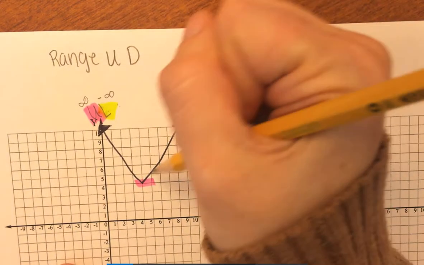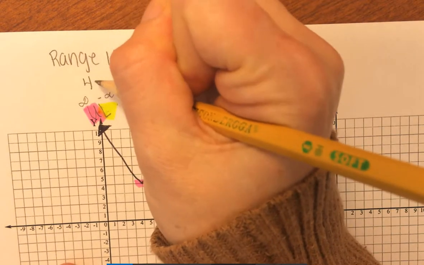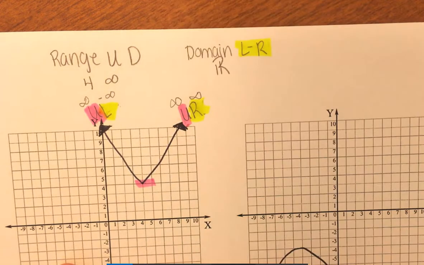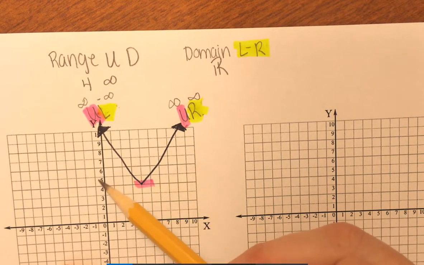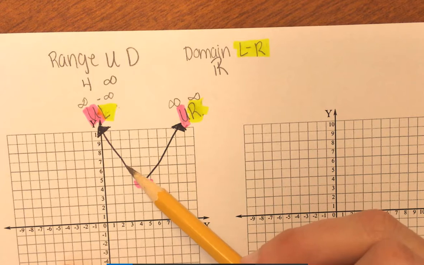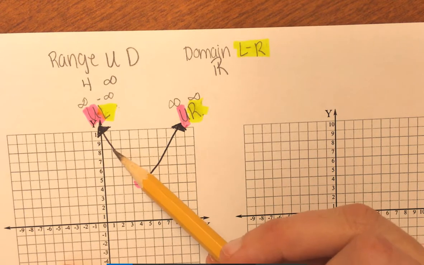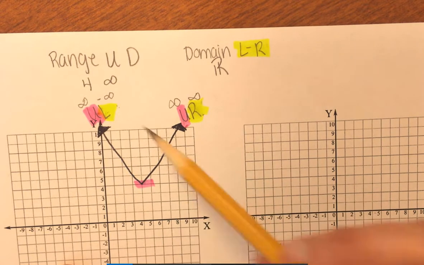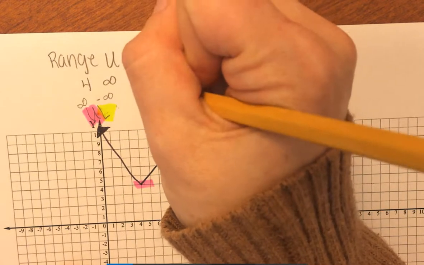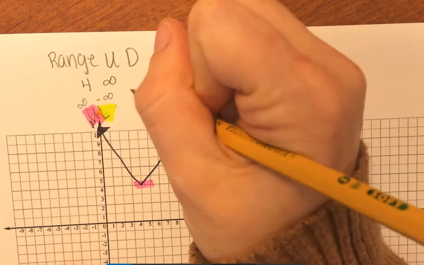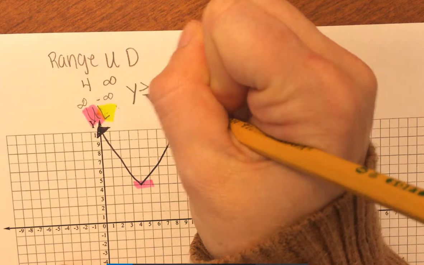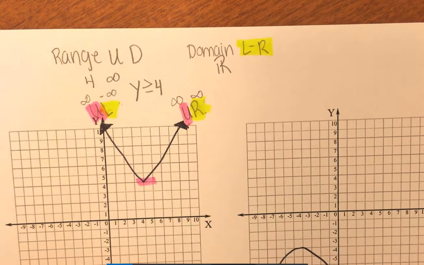So our range for this would be 4 to infinity. If you notice, everything greater than 4: 5, there's 6, there's 7, 8, 9, and so on. When we write it as an inequality, it's going to be y is greater than or equal to a positive 4.